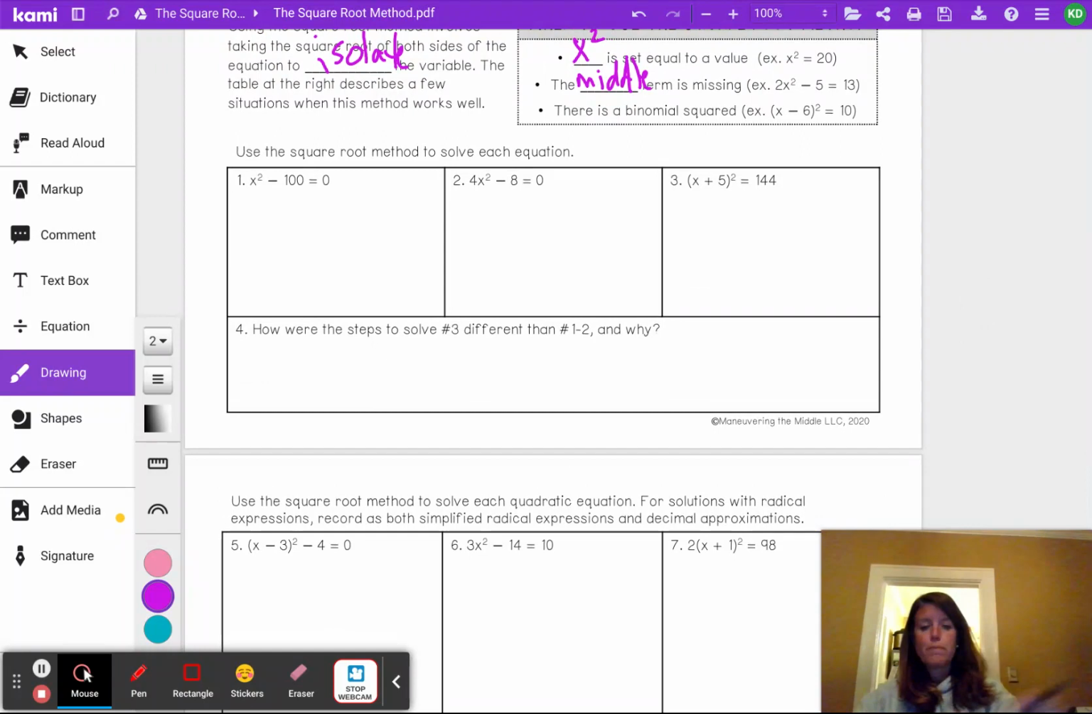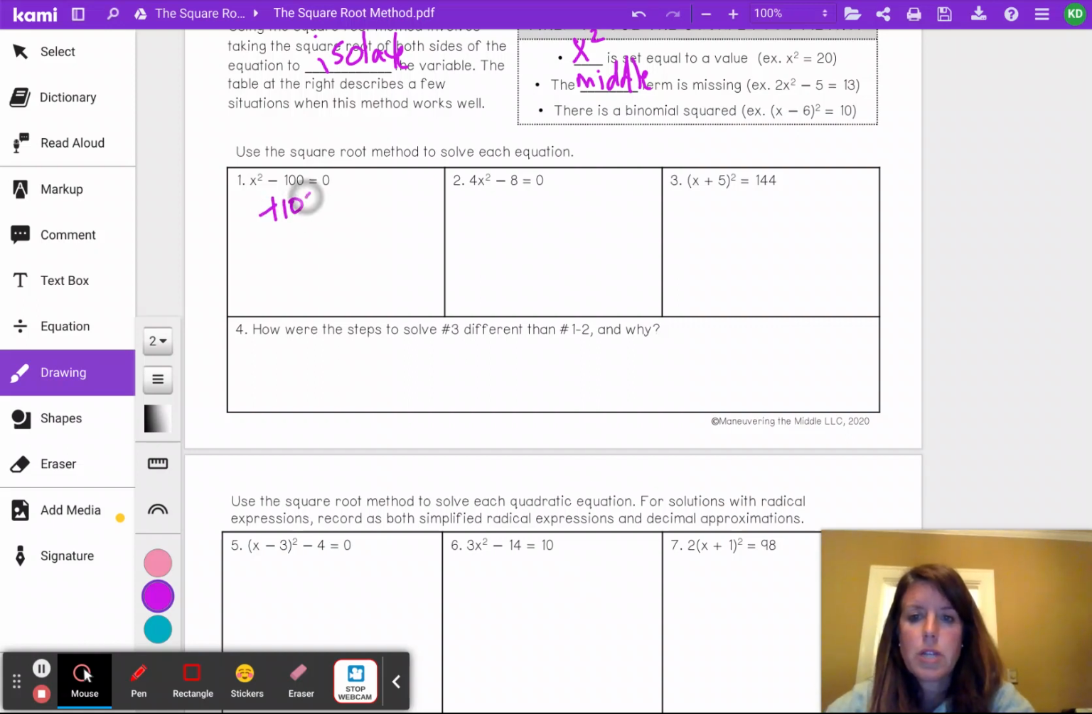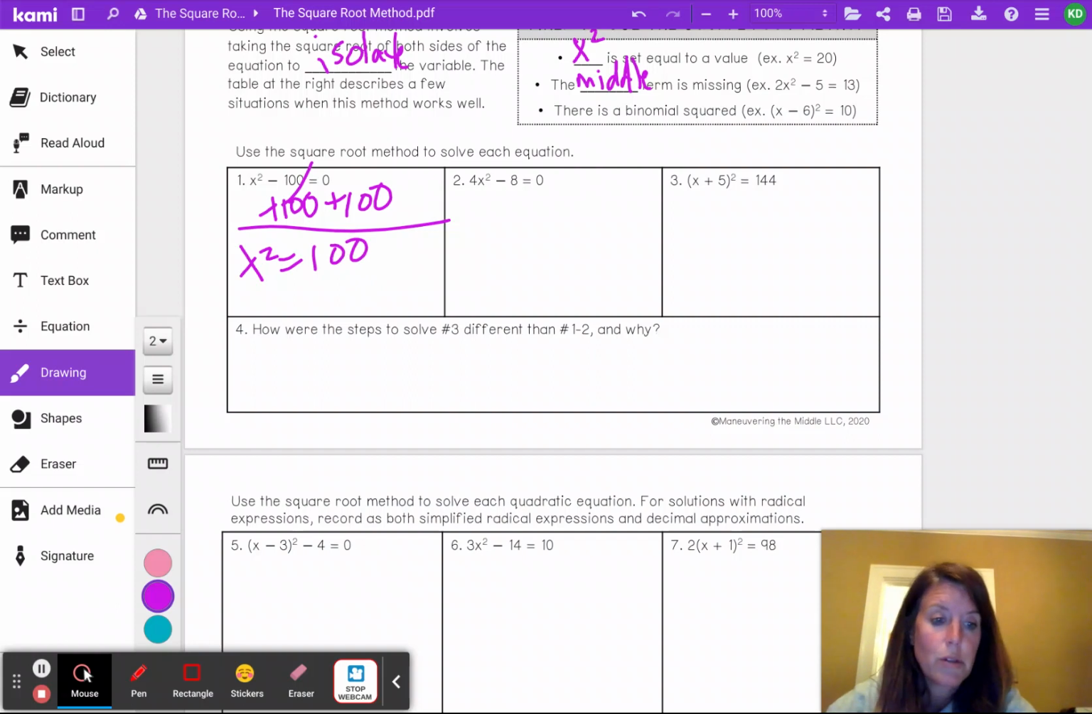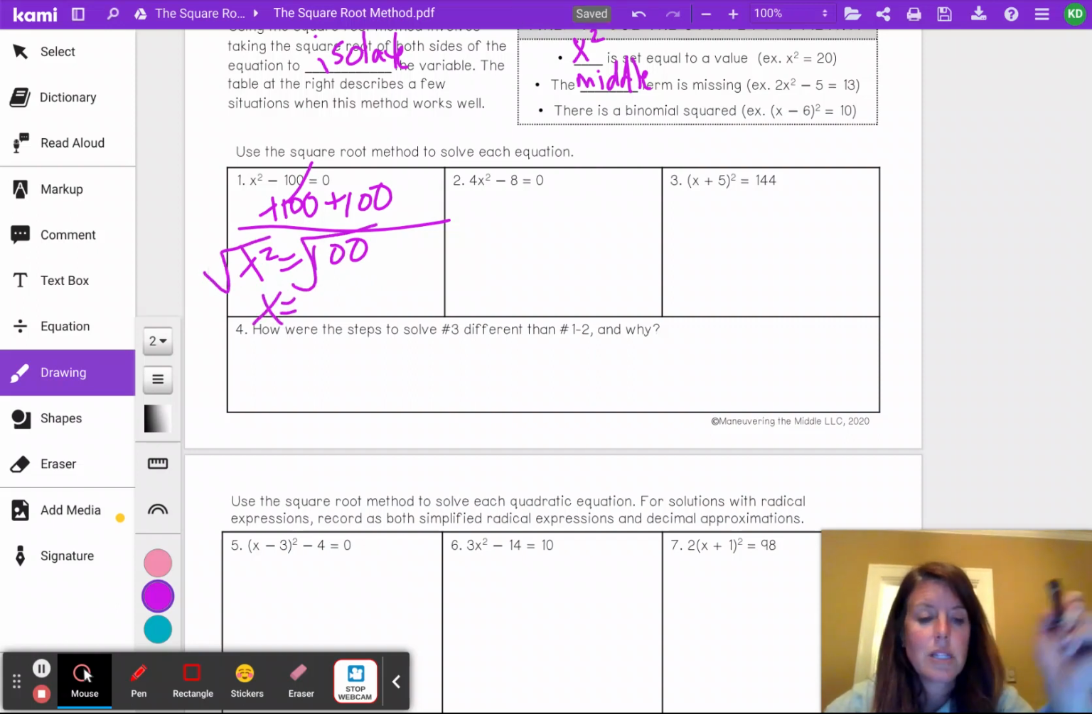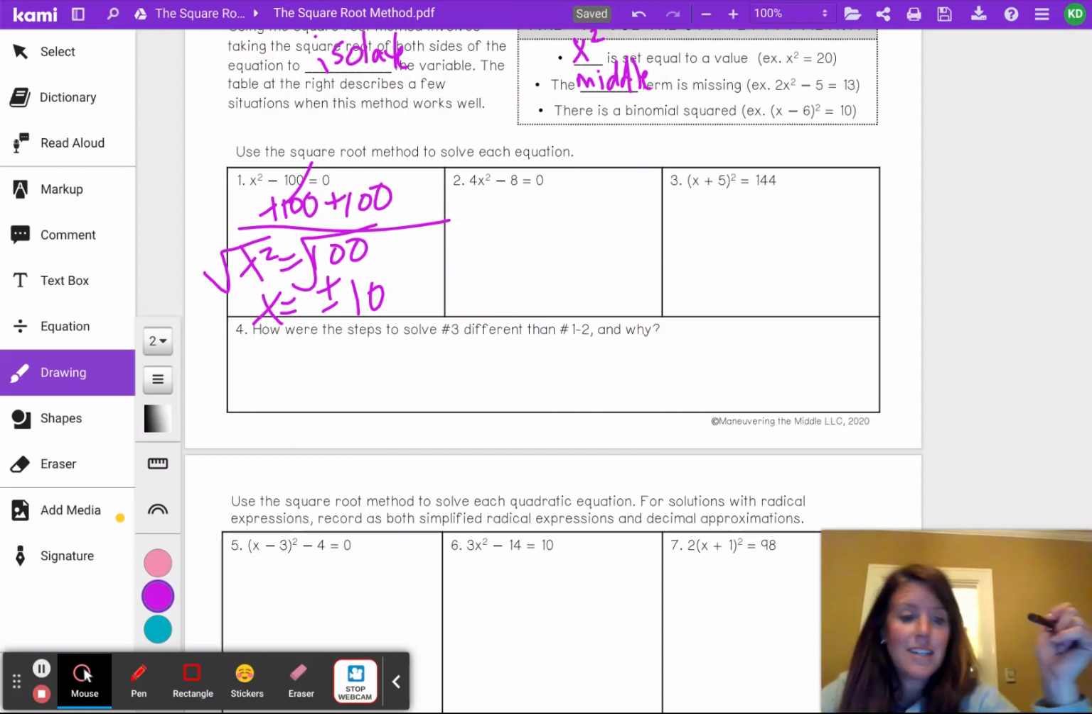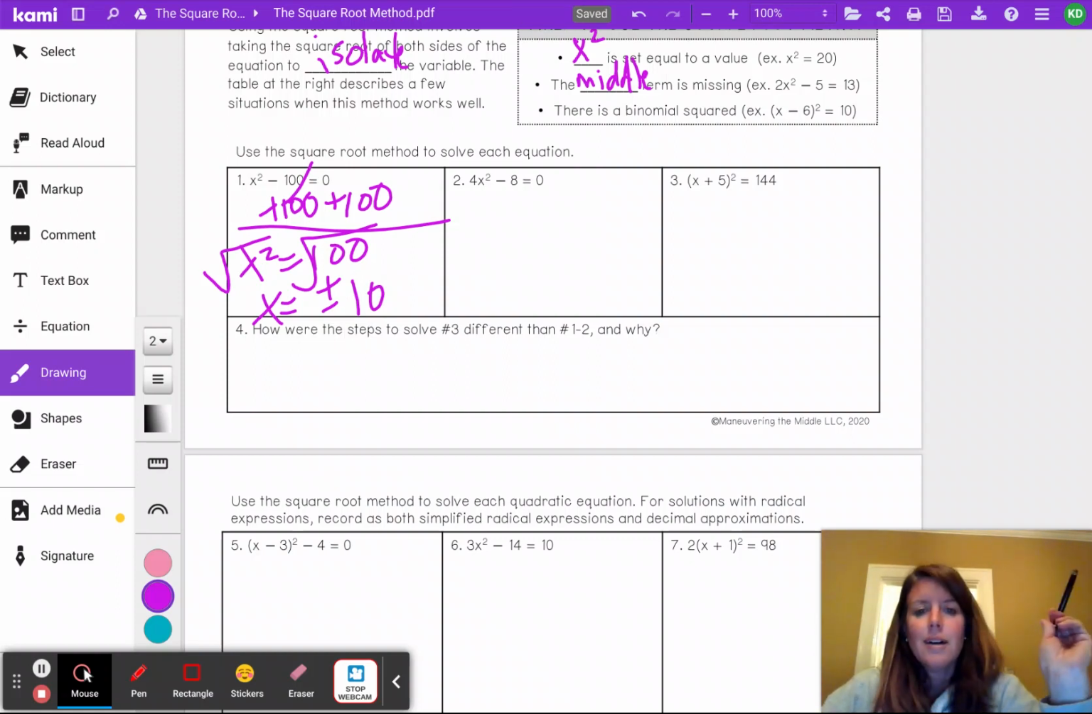Okay. All right. So, hopefully you all can do the first one on your own, but we would add 100 to both sides because we are solving for x. We have to isolate it. And now we've got x squared equals 100. And see, here's where you would use that square root method. Square root both sides, x equals, and we have to list all possible solutions. So this would be plus or minus 10 because the square root of 100 is 10.